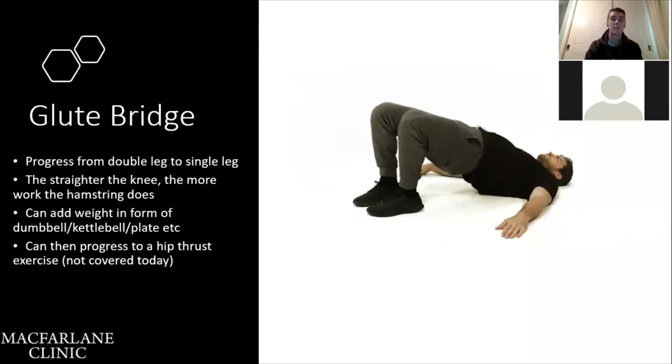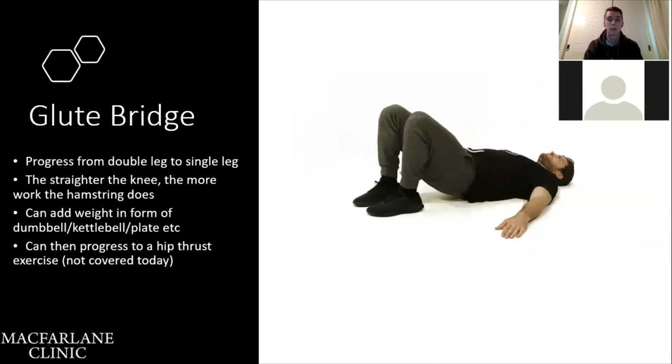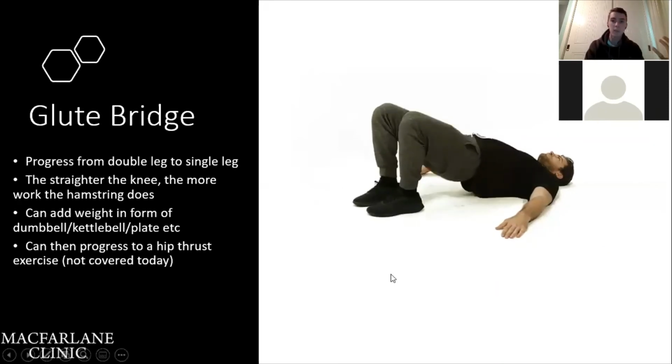There's many different variations and I'm not going to cover them all today, but you can find variations everywhere on the internet. Single legs, you can add weight, you can go off a deficit where you've got your legs up higher. You can turn it into a hip thrust exercise where your back's up higher. But this is a very, very good exercise for starting to engage your glute muscles.